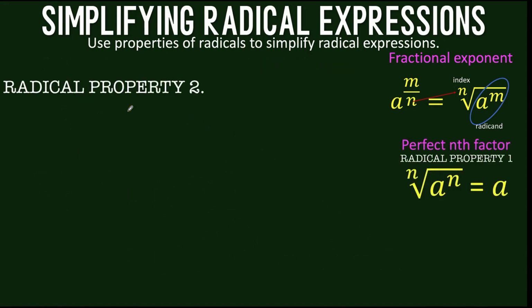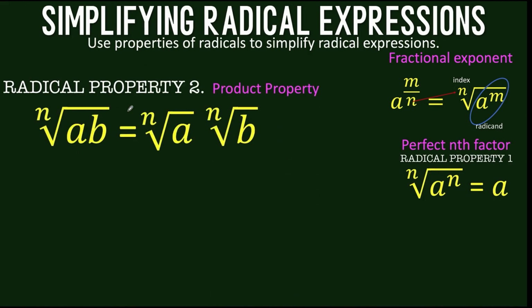The other property is called the product property of radicals. When we have the nth root of a times b, we can separate this as two radicals, the nth root of a times the nth root of b. And when we do multiplication of radicals, we are going to use the converse of this property because you will be given 2 or more radicals, and your task is to simplify that as one radical. Now for the proof of this, we can go back to exponents. The nth root of a times b is equal to a times b all raised to 1 over n.